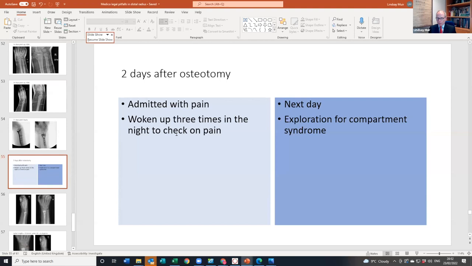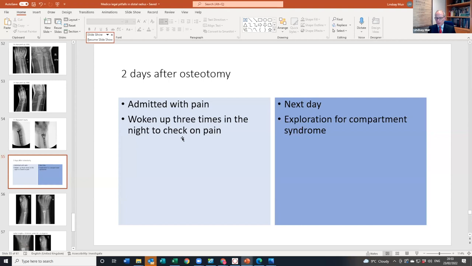2 days after the osteotomy, he comes back into hospital and he says, I'm very, very sore. So they admit him to the ward, and the ward doctor checks up on him, and three times during the night, he goes to wake the patient up and say, are you sore? Have you got any pain? And he says, yes, it's very sore. And then he goes back to sleep. So the next day, what do we do? We explore him for compartment syndrome, because he's been admitted with pain. I know it's always better to explore a normal compartment than to miss a compartment syndrome.